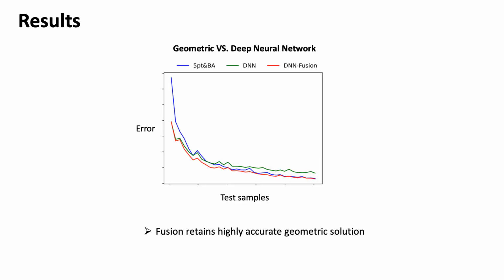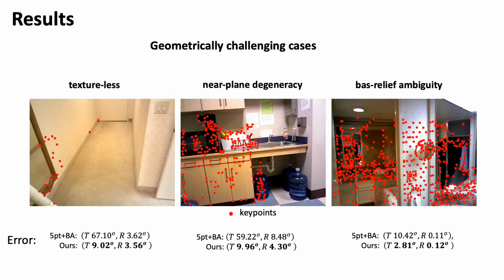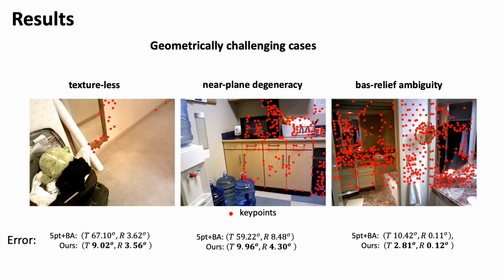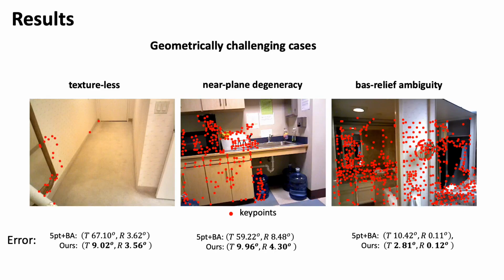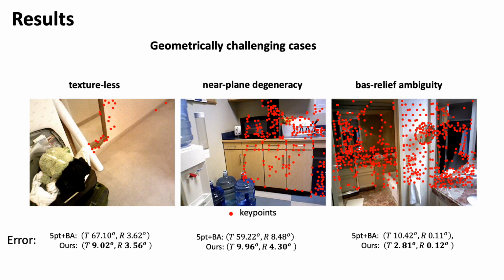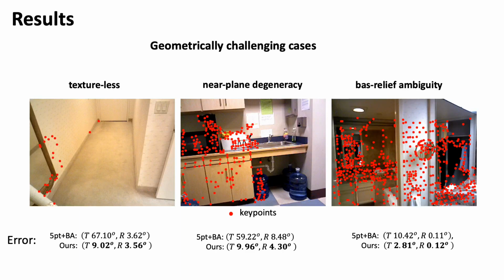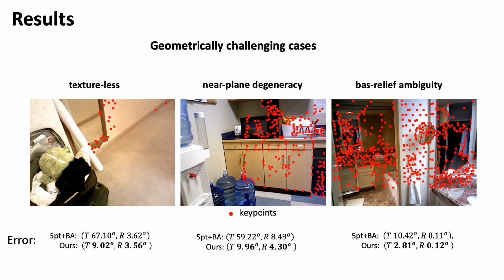We analyze how the fusion overall improves the performance. It can be seen that the fusion retains highly accurate geometric solution and significantly improves those highly uncertain geometric solutions. We qualitatively demonstrate the performance improvement on those geometrically ill-posed cases, including textureless scenes, near-plane degeneracy, and bas-relief ambiguity.